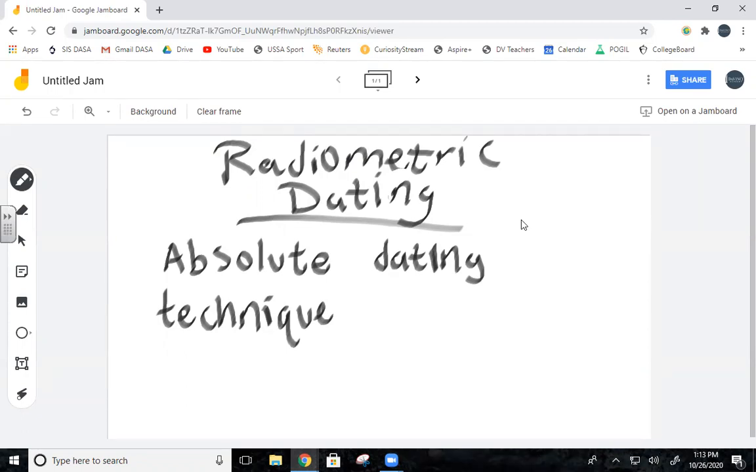Okay, so radiometric dating is an absolute dating technique. And it is based on radioactivity.